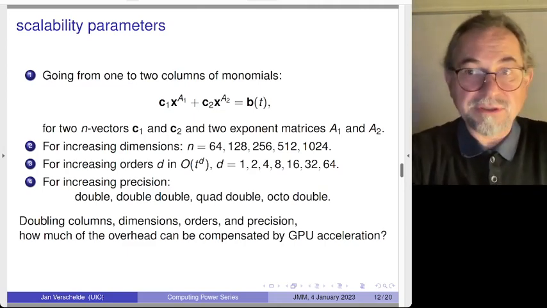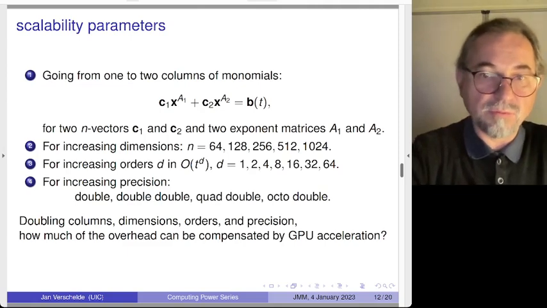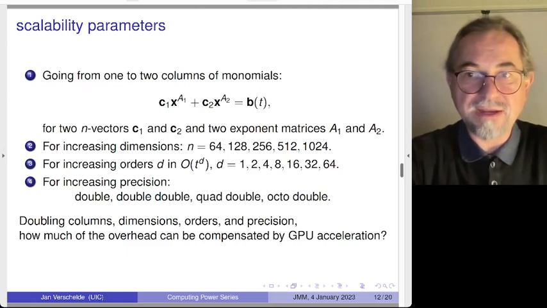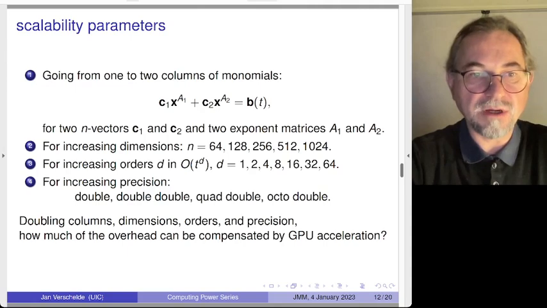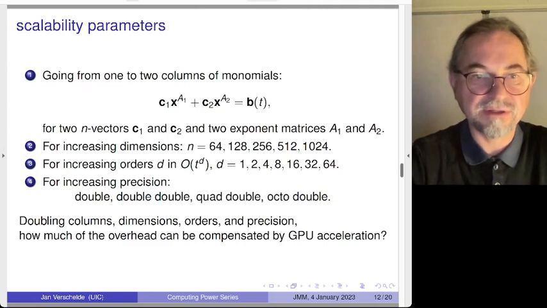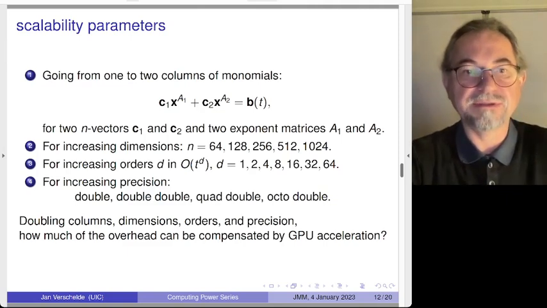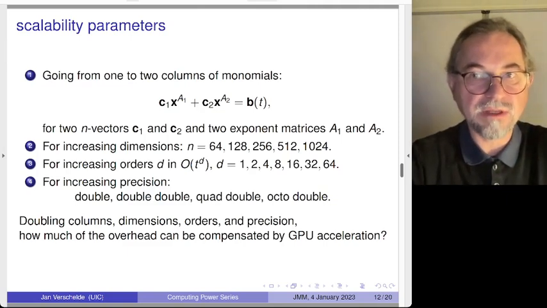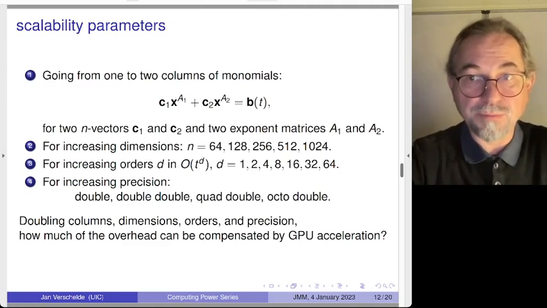64 is the order of the series, and 1024 will remain fixed as the dimension. What we will see increase is the scalability in the precision. And each time as your problem becomes more and more expensive to compute, how much of that can be compensated by the acceleration by the GPU.